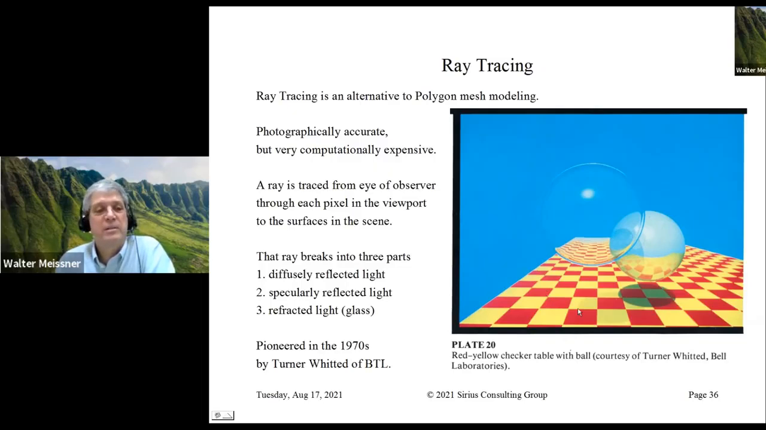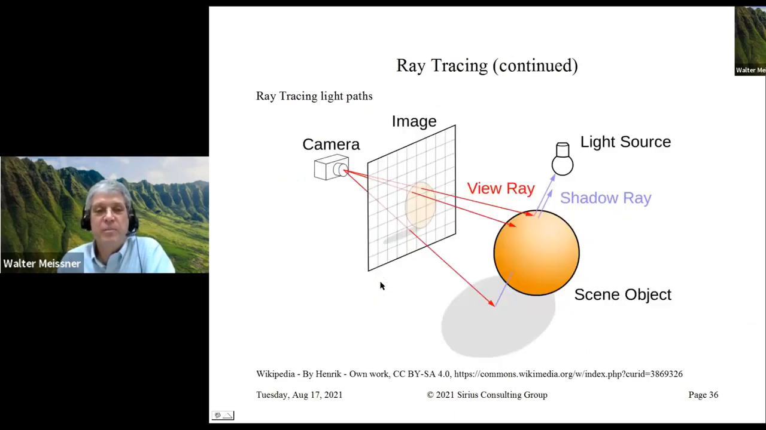The checkerboard here is the matte surface, so it's diffusely lit. This sphere is silvered or mirrored, so it has specular reflections, and this is a glass sphere, so it has refracted light. This is an example by Turner Whitted from Bell Labs, done in the 70s, and it's found in almost every textbook.